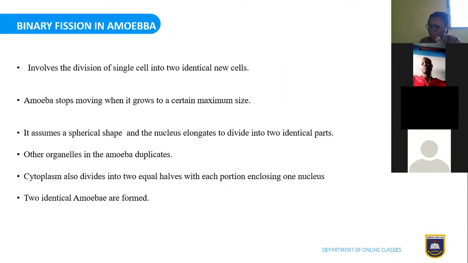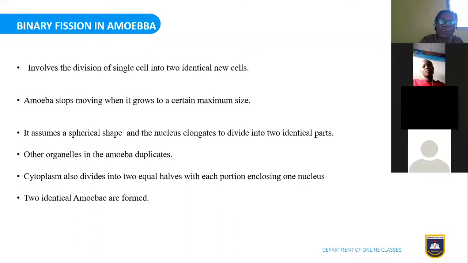Remember that amoeba has an irregular shape. So when it is about to divide, it takes a spherical shape in order to be able to what? Divide. Now, in the division, first of all, the nucleus must divide, followed by the what? Cytoplasm. Because our knowledge of cells tells us that at every cycle of cell division, two processes occur: karyokinesis and cytokinesis. Karyokinesis is the breakdown of the nucleus to form new daughter nuclei, and cytokinesis is the breakdown of the cytoplasm to form new daughter cytoplasm.